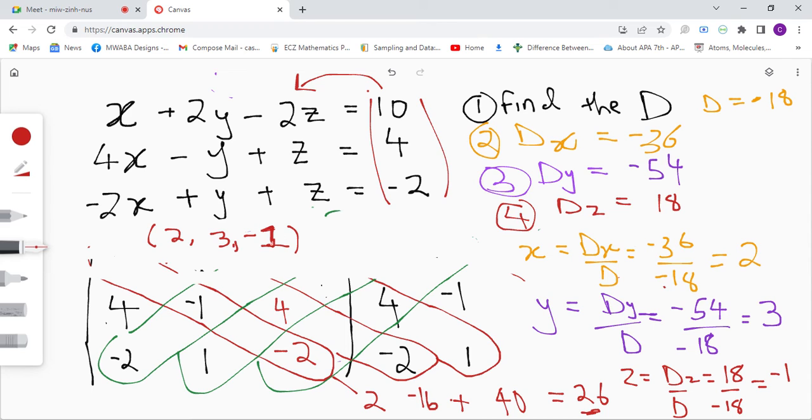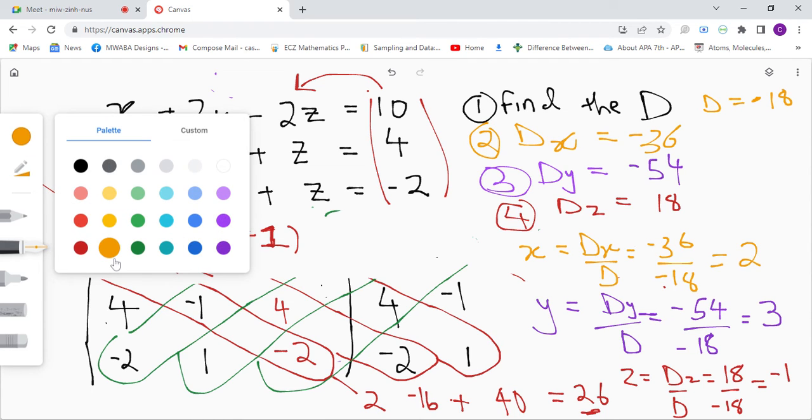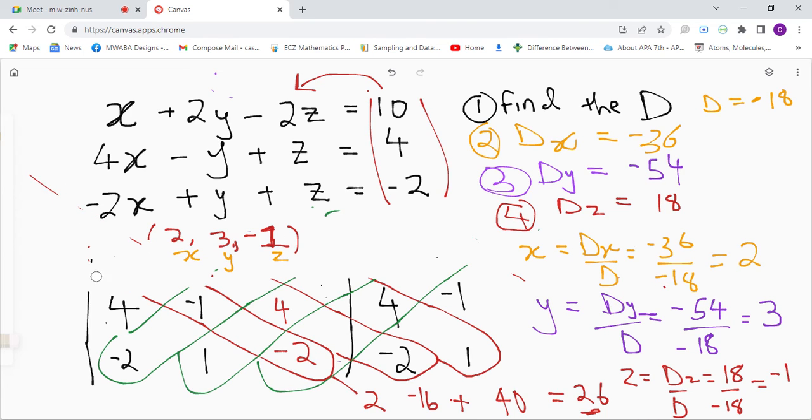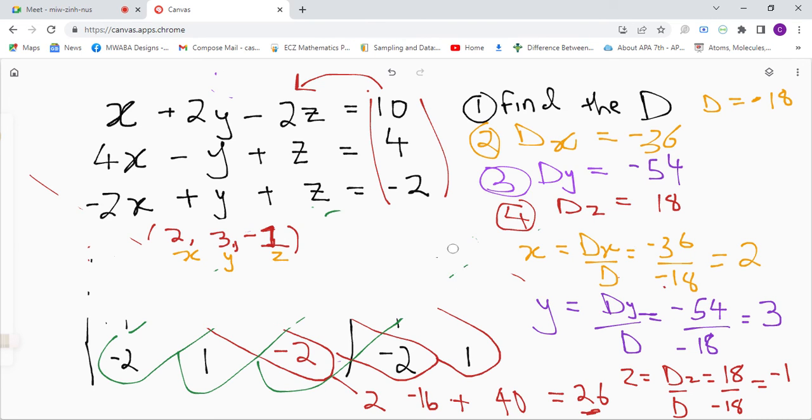And then you can always check if your values are correct. How? By replacing x equals 2, y equals 3, and z equals negative 1 in any of these equations. So let's just check to see if our answer is correct, right? When we replace, all right? We'll substitute these values in equation 1.